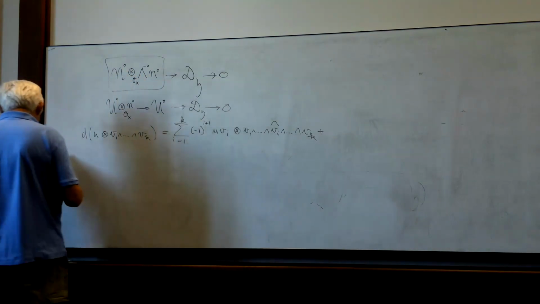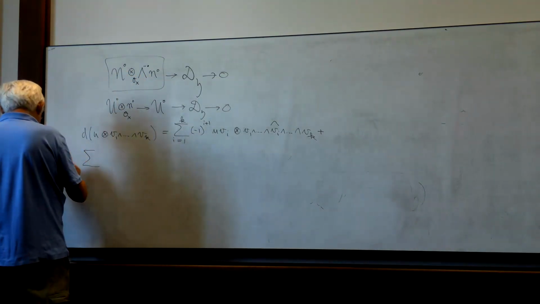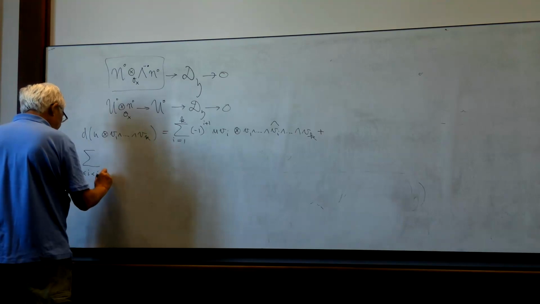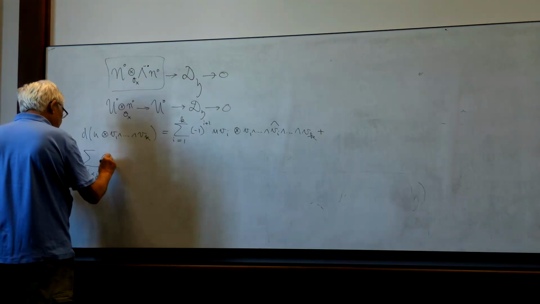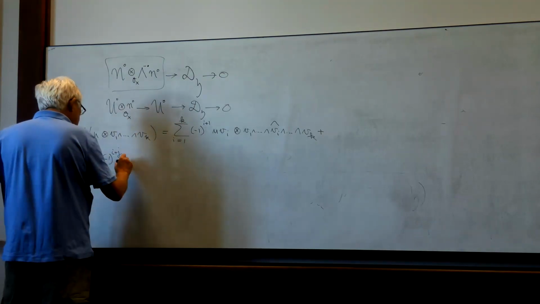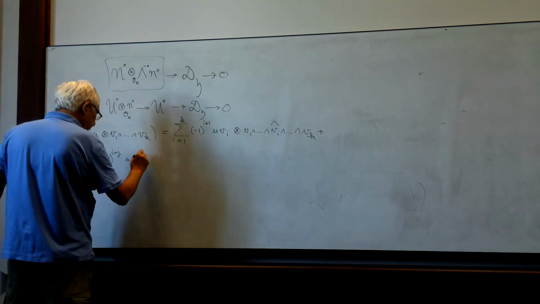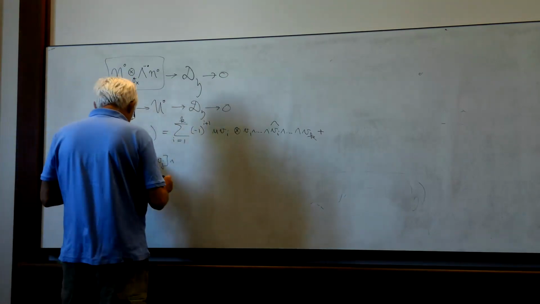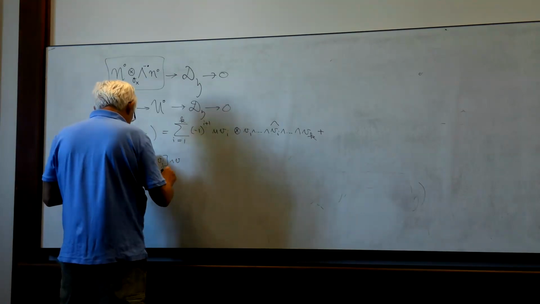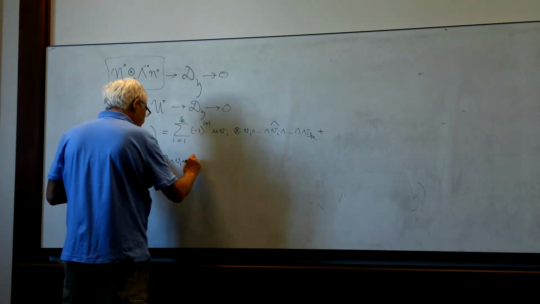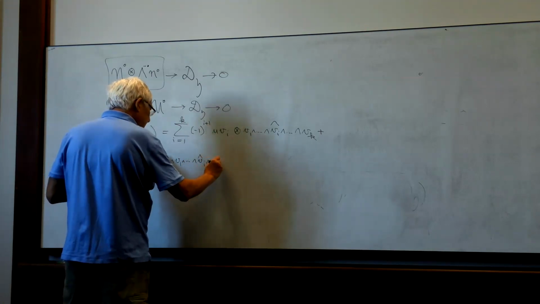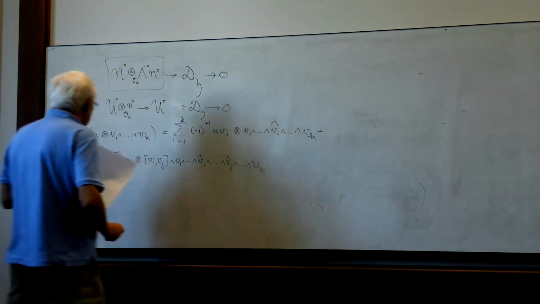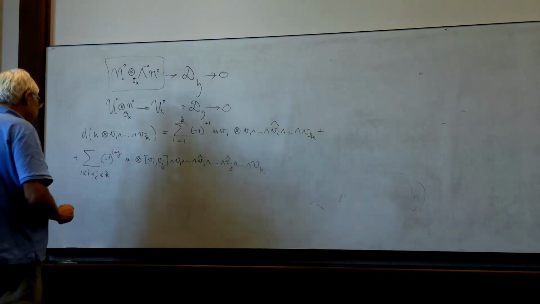And the second piece is plus the sum over 1 less than or equal to i, less than j, less than or equal to k, of minus 1 to the i plus j, U tensor the commutator of v_i with v_j, wedge v_1 wedge and so on up to v_k, with v_i and v_j left out. So this is the formula for the differential.